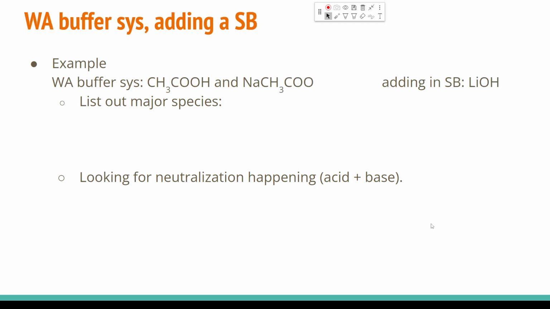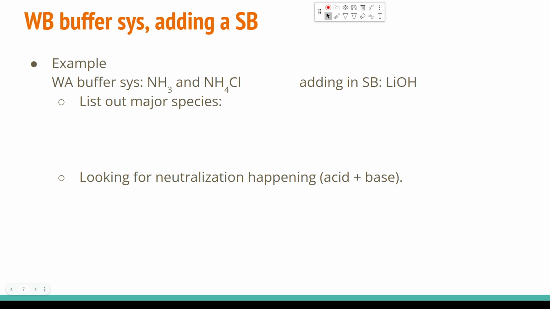Okay. So here is our next example. So we have a weak acid buffer system. We're adding a strong base. So in this example, it's going to be similar to what we've done before, listing the major species and then looking for the neutralization. So try this out first.